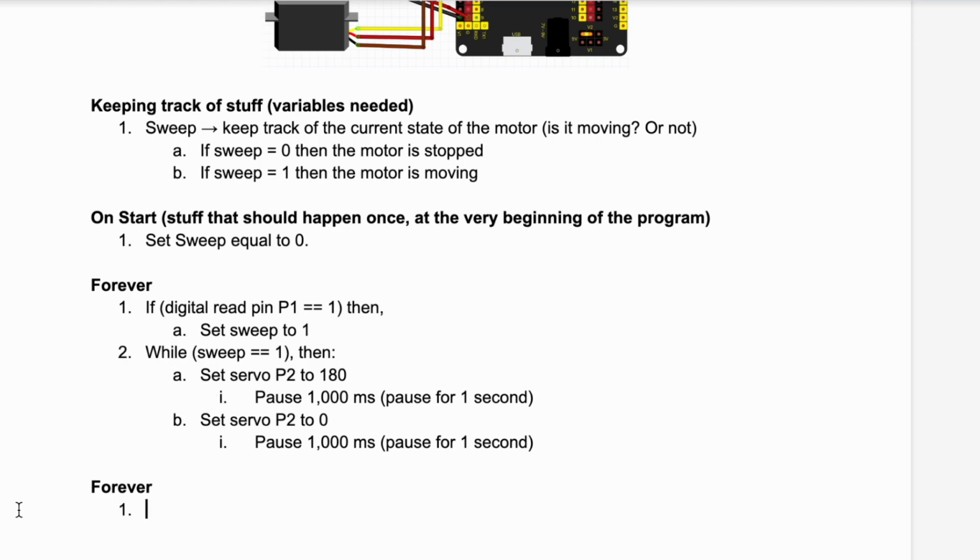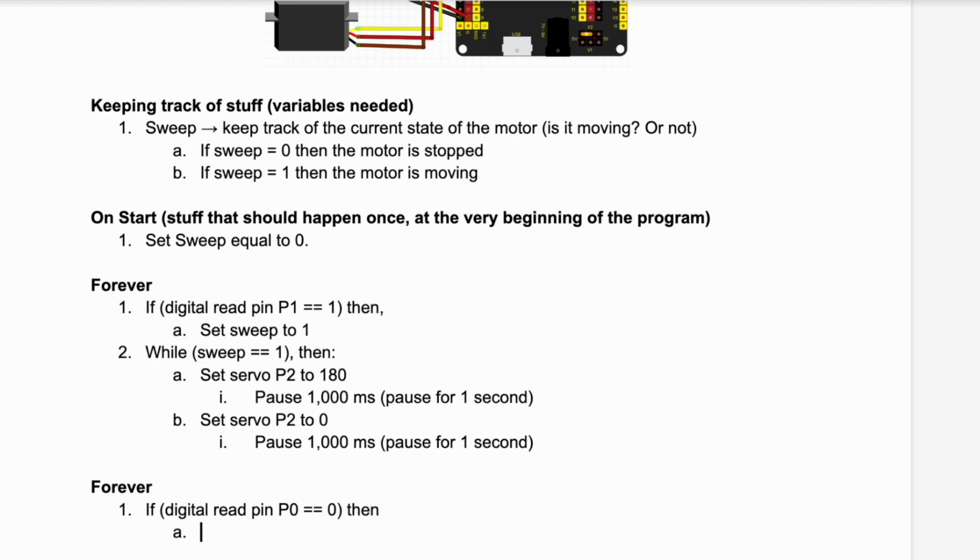Okay? So we're going to say if digital read, we'll stay consistent here. If digital read pin P0 is equal to, and remember our push buttons here send a 1 when they're not pressed and a 0 when they are pressed. So we're wanting to see, was it pressed? So if it sends a signal of 0, that means that it was pressed.